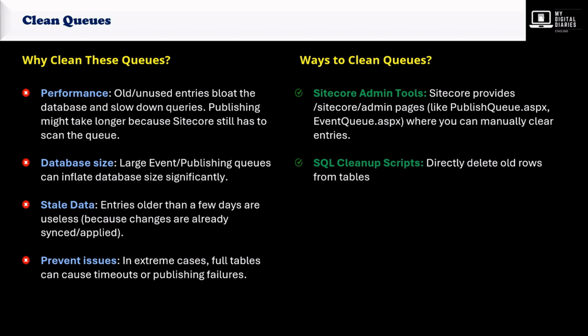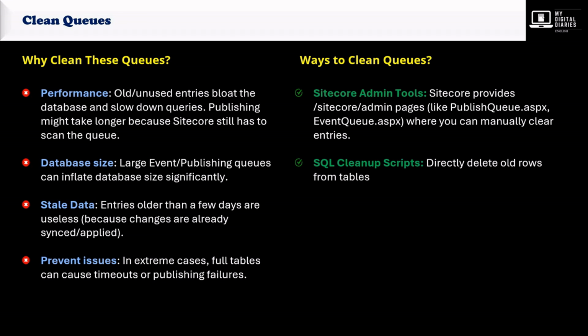Then the one which we are going to do in this video, that is a Sitecore scheduled task or PowerShell. The smarter way: automate cleanup with Sitecore PowerShell Extension or a scheduled task so the queues never get out of hand again. So now we are going to see the third method, where we use a PowerShell script to automate the cleanup of the publishing queue and event queue.